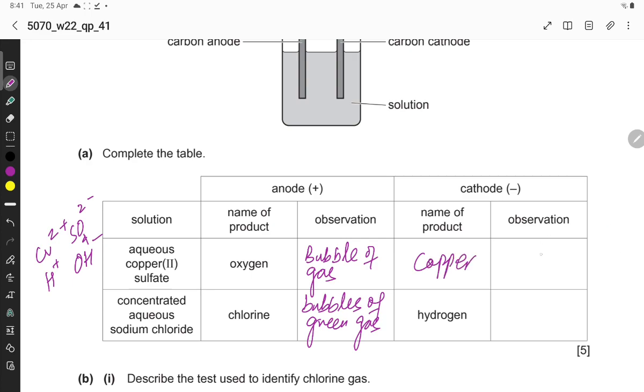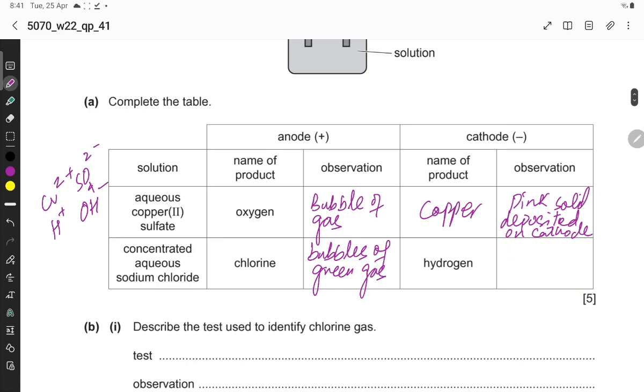And the observation is pink solid deposited on the cathode. Hydrogen observation is bubbles of gas.